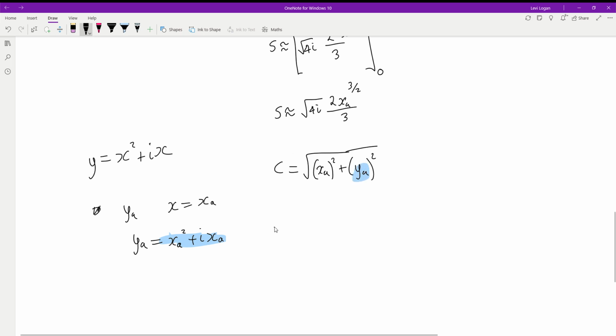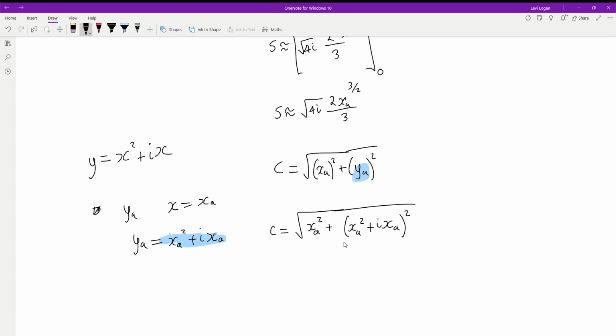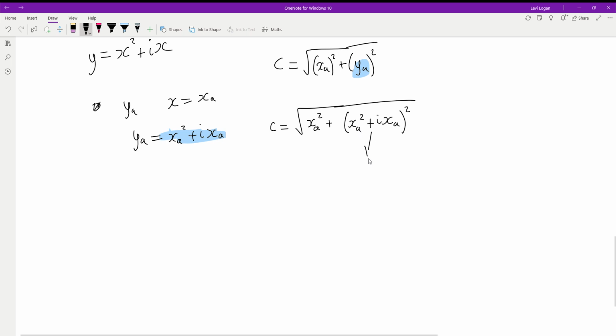So in other words, c is going to be the square root of x of a all squared plus all this all squared, so x of a all squared plus I x of a all squared. Okay. Now we can work this out quite easily. We just gotta expand this.